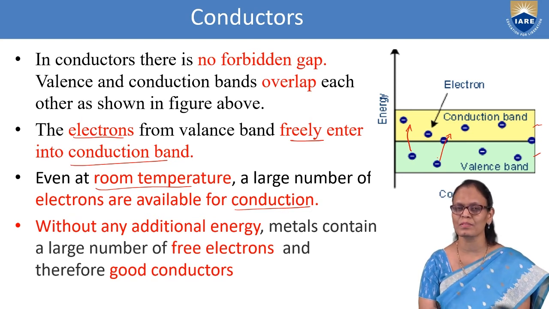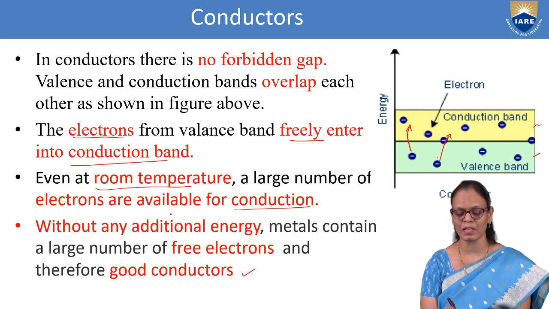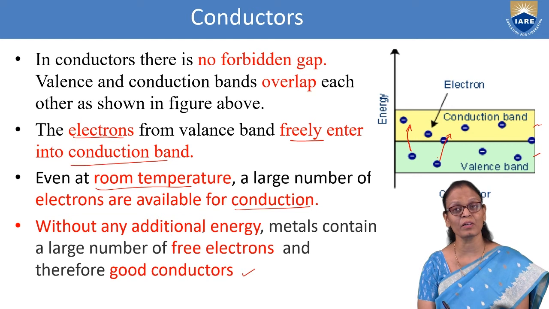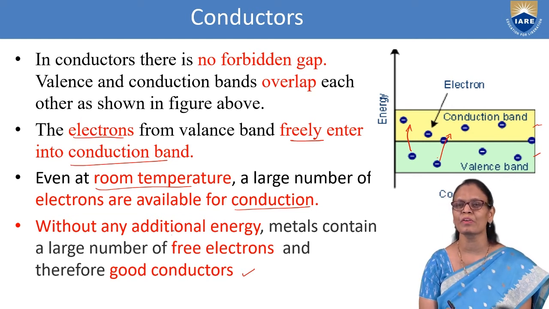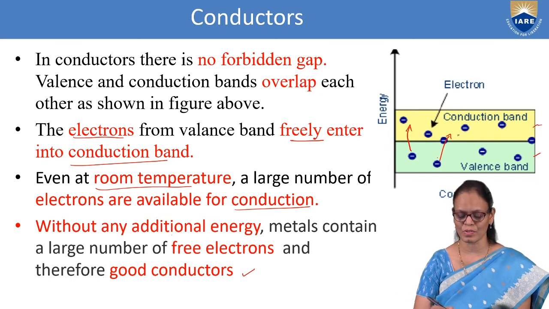So we call them good conductors. Without any additional energy, metal contains a large number of electrons. Therefore, we are calling them good conductors. Without additional energy means we are keeping it at room temperature. We are not increasing the energy, neither thermal nor electrical energy we are supplying. So without any additional energy, these valence electrons are going to the conduction band. That is why we call them good conductors.